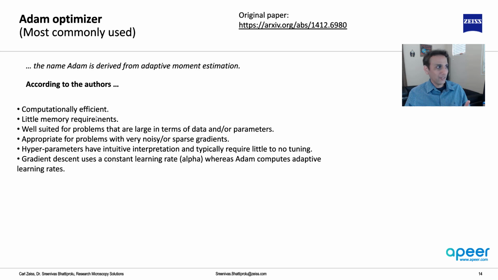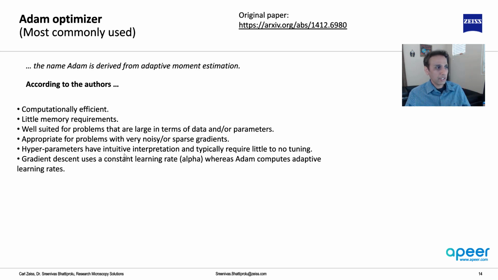Computationally efficient, we love that. Little memory requirements. I think these two kind of tie together. Well suited for problems where you have a lot of terms or parameters that need to be tuned. For example, convolutional neural networks like VGG, where you have millions of parameters that need to be tuned, and ADAM can be very beneficial. Again, why and how? If you're really interested in this, please go ahead and read this paper. And it's appropriate for problems with noisy or sparse gradients.